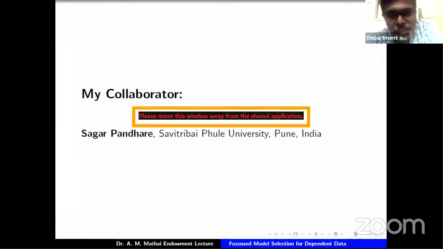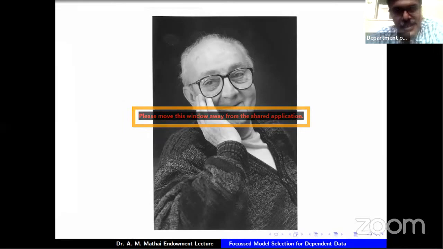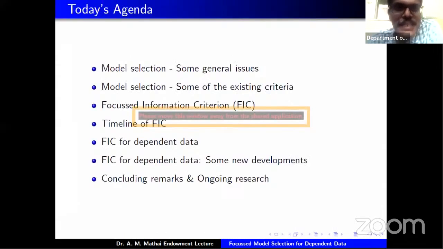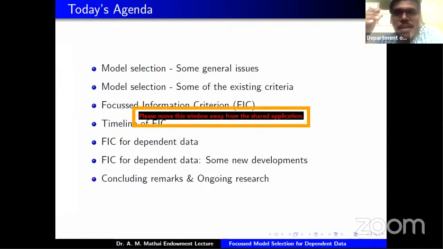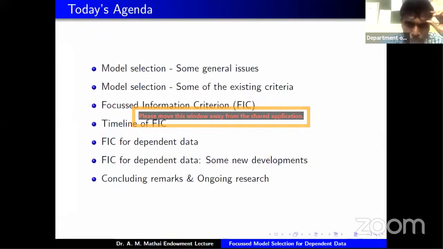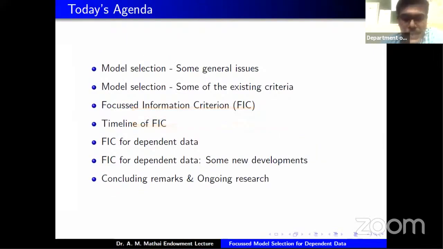So I'm going to talk on a recent development on model selection, what is called the focus information criterion. I am talking from the perspective of students, so several things will be explained in a little more detail as opposed to a research seminar. But of course, there is definitely a lot of research component.